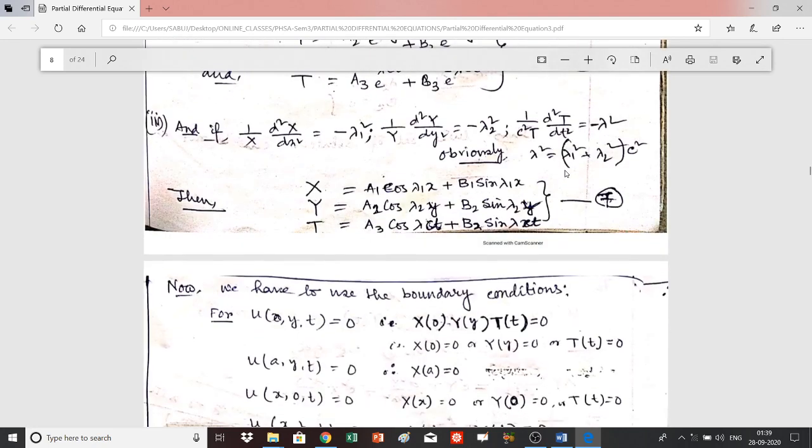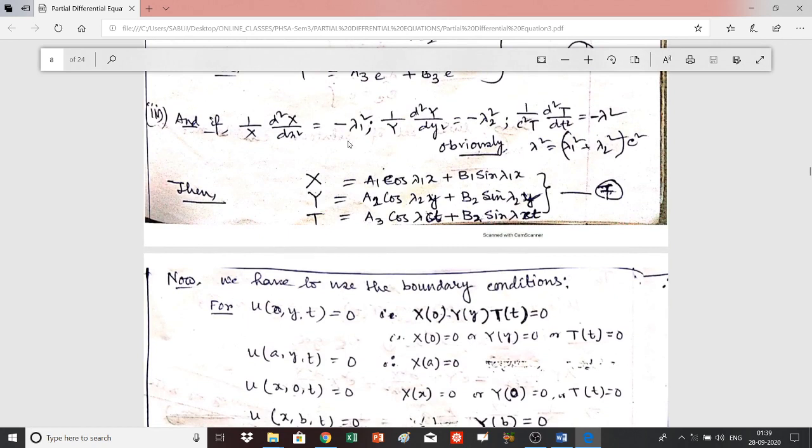Now the solution of the first one, see from here that all these terms will give you cos and sin terms. So X = a1 cos λ1x + b1 sin λ1x, and this will give you Y = a2 cos λ2y + b2 sin λ2y, and this will give you T = a3 cos λct + b3 sin λct. So these are equation number 7.